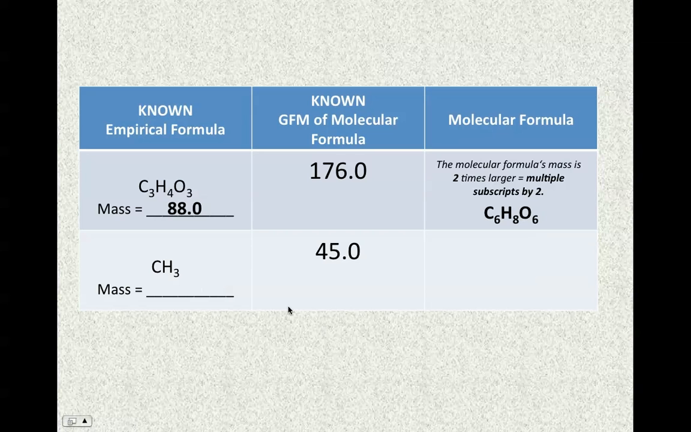Same thing with this next one. Find the mass of the empirical formula that's been given. See how many times bigger the molecular formula is. So 45 divided by 15, which gives me 3. That means that my molecular formula is 3 times larger than the empirical. So I'm going to multiply all the subscripts by 3, C3H9.